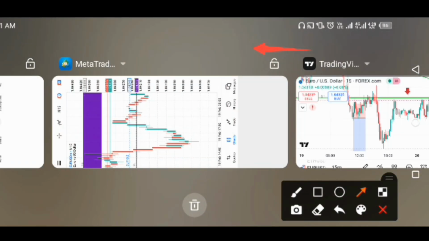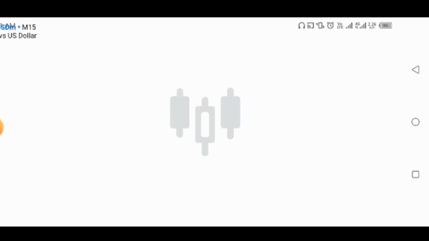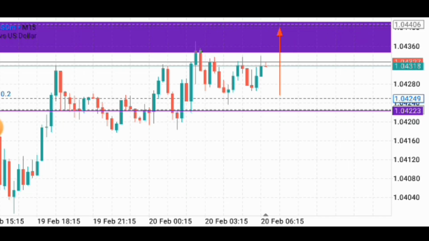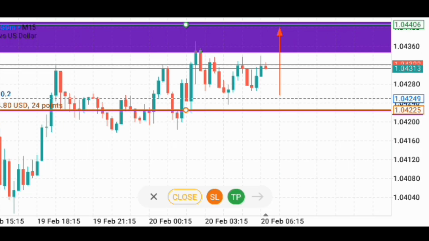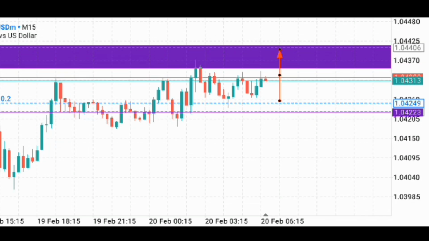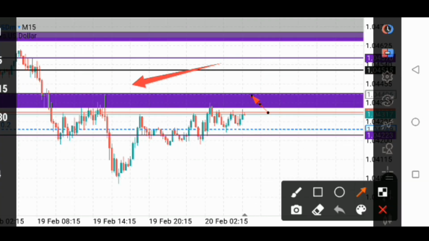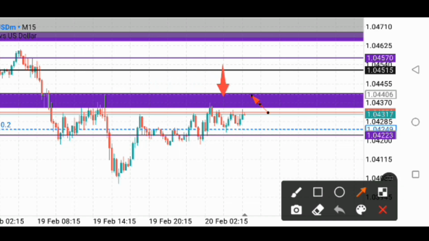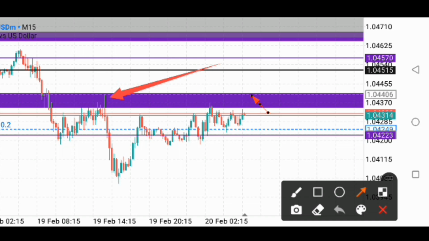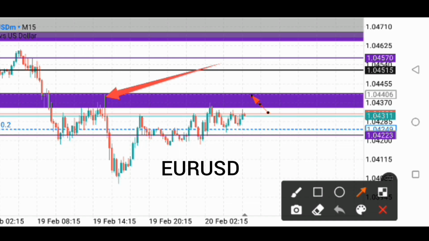So if you see, even on the MetaTrader 5, which is the trading app, the trading platform, it's still on this same high that I showed you on the trading view, this high here that I am targeting as well. So you can see the market is on point. What I analyzed on trading view is the same thing I am taking on the MetaTrader 5 on Euro USD.